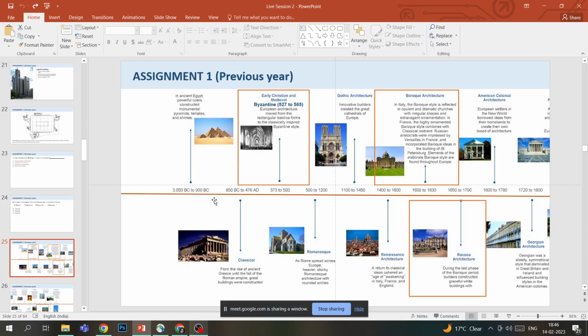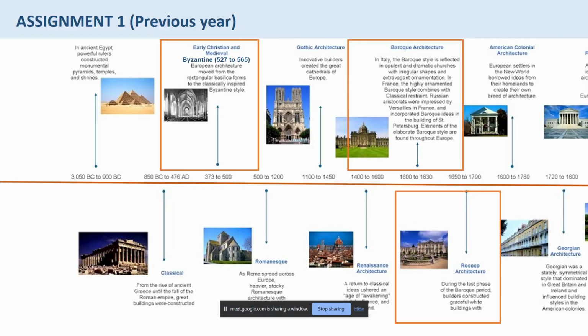And then we move on to the next, the early Christian and medieval era. It was European architecture, and they moved on from the rectangular basilica forms. I will actually put it on full screen so that you can see it better. Yeah, from rectangular basilica forms to classically inspired Byzantine style. So Byzantine style was nothing but use of domes, use of arched windows, and things like that. So early Christian and medieval, and then right after early Christian and medieval, we had Byzantine. So this image lagged Byzantine, so I have just written it over there.